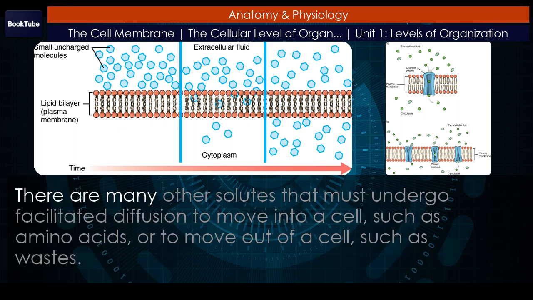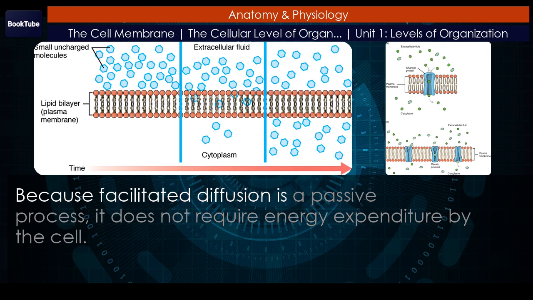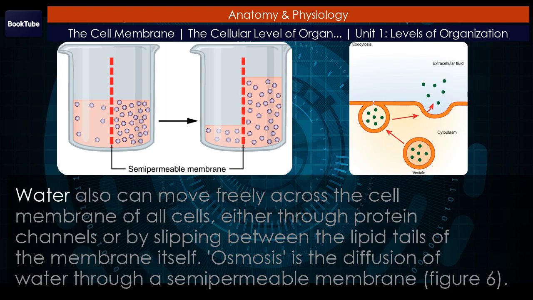There are many other solutes that must undergo facilitated diffusion to move into a cell, such as amino acids, or to move out of a cell, such as wastes. Because facilitated diffusion is a passive process, it does not require energy expenditure by the cell. Water also can move freely across the cell membrane of all cells, either through protein channels or by slipping between the lipid tails of the membrane itself.